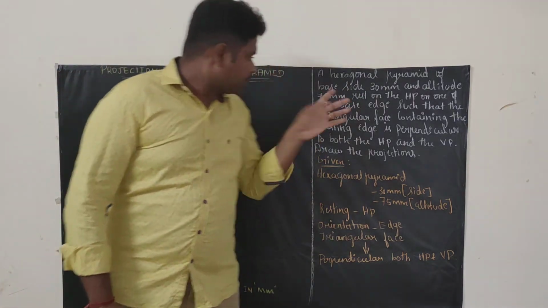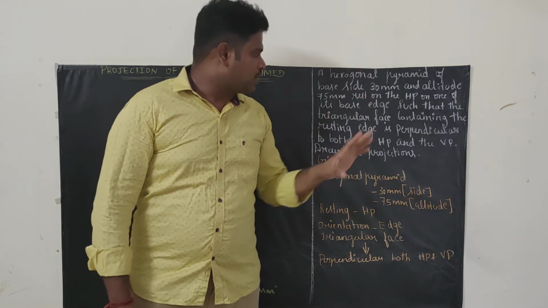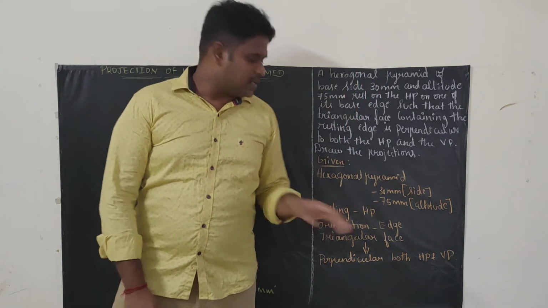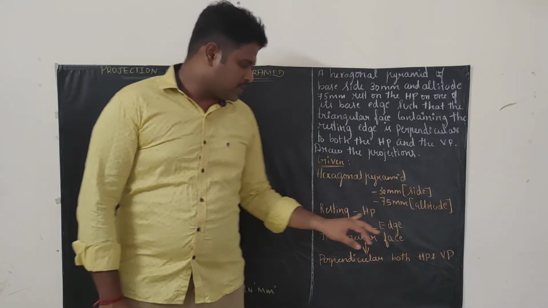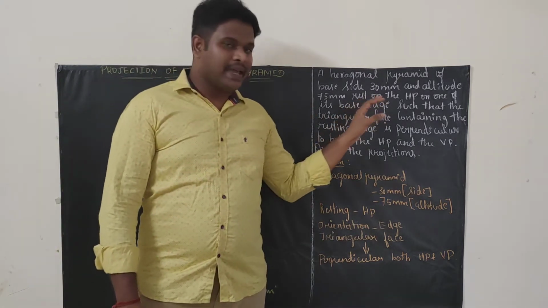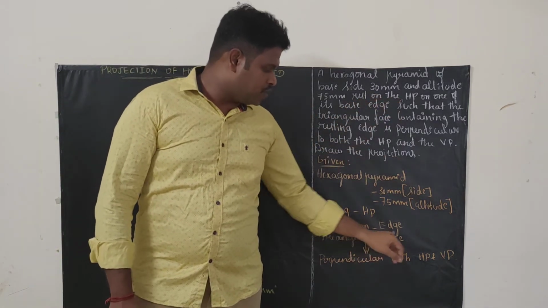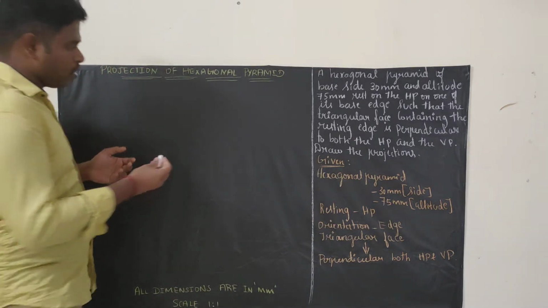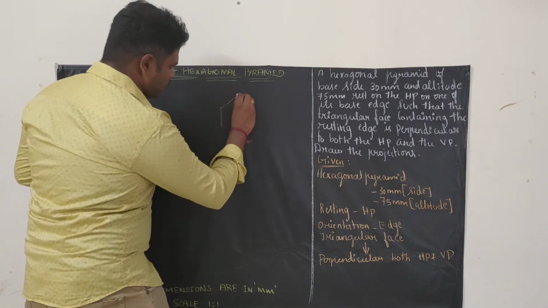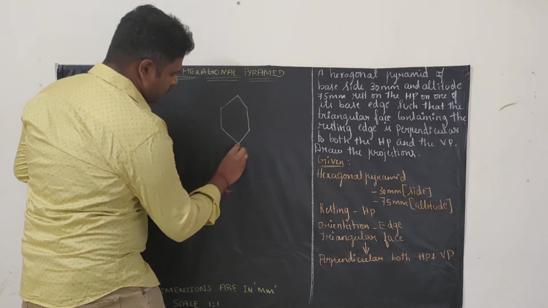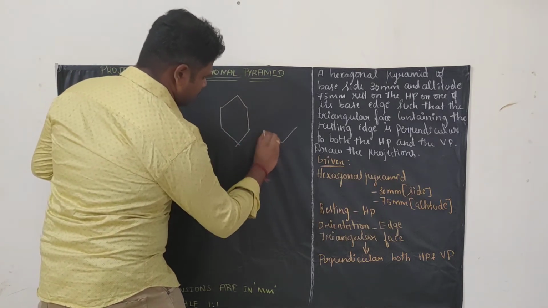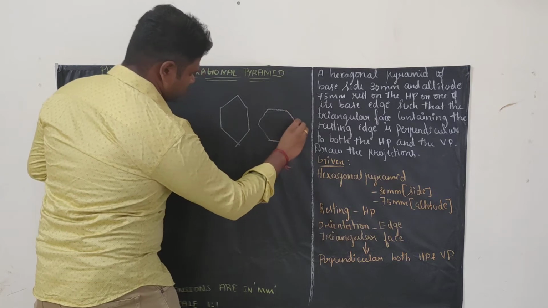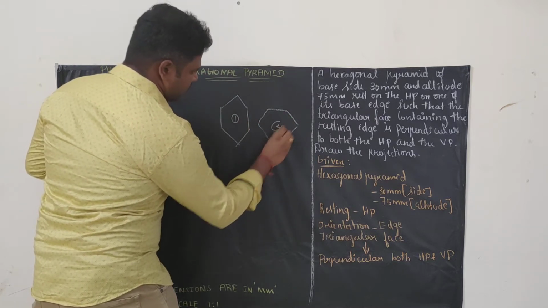Then what else? Rest on HP on one of its base edges. So resting will be on HP. It's clearly given. Resting is on HP and the base edge orientation will be an edge orientation. So you will be getting a doubt: what kind of hexagon do we need to draw? There are two types of hexagon we can draw. One is this way and the other is this way. Two kinds of hexagon we can draw.